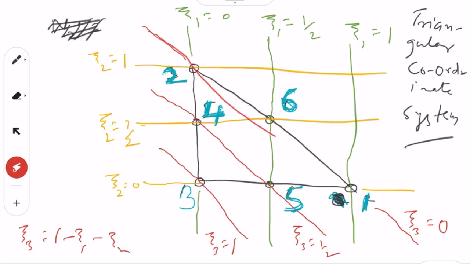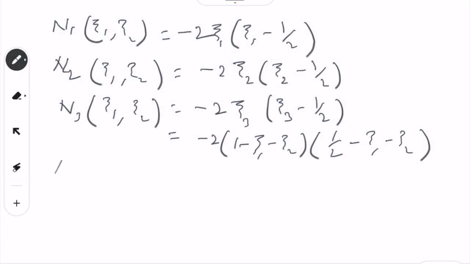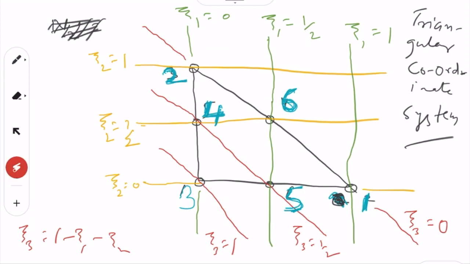So if we take the equation of this line multiplied by the equation of this one, then we can find out. This equation is xi3 equal to 0, and this one is xi2 equal to 0. So xi3 multiplied by xi2. So we get n4 of xi1, xi2 is equal to xi3 and xi2. We chose this one, which is xi3, and this one, xi2.